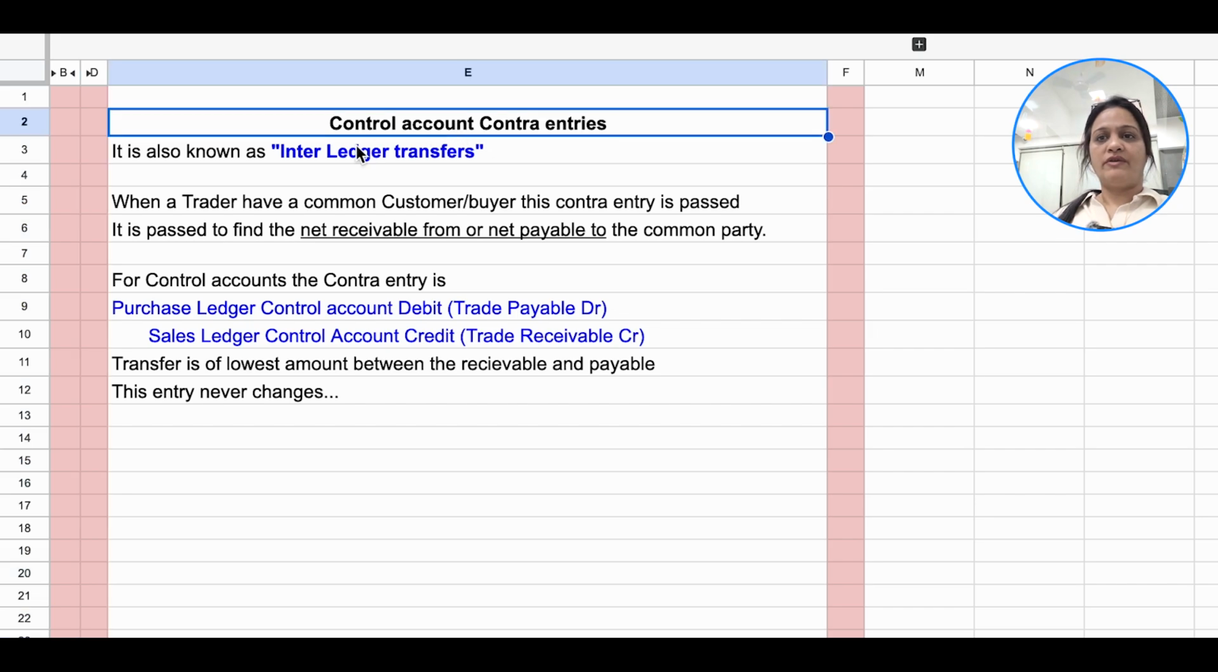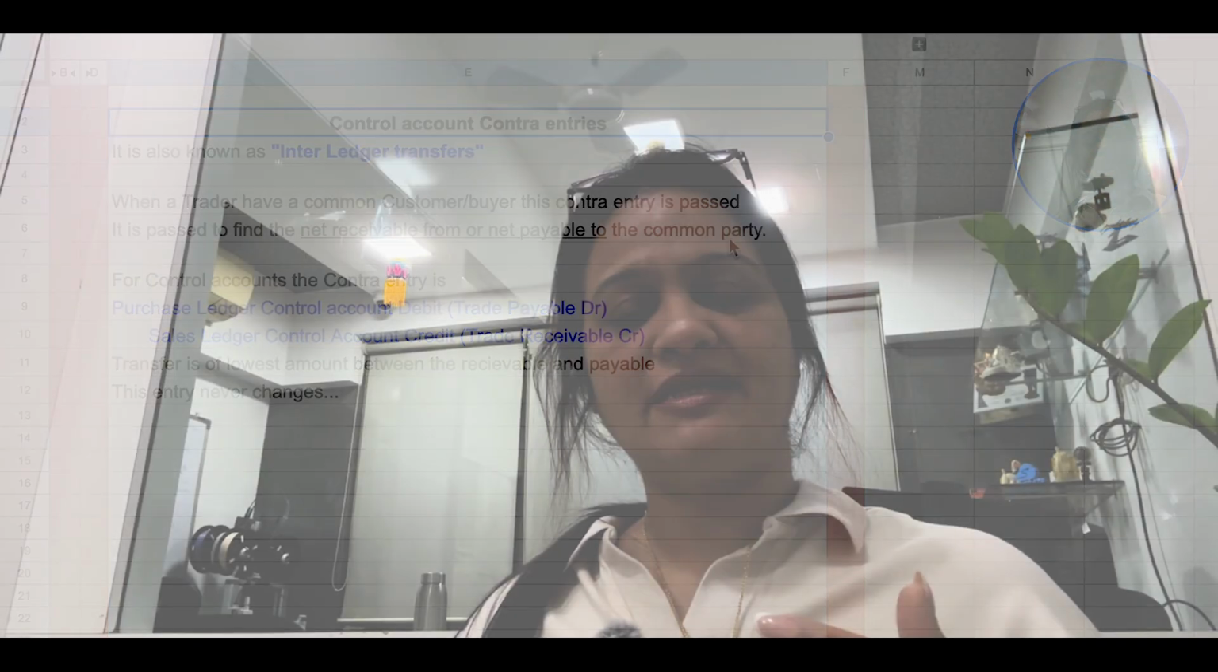What are control account contra entries? Control account contra entries are also known as inter-ledger transfer. Very nice word because it actually means inter-ledger transfers. When a trader has a common customer or a buyer, this contra entry is passed. It is passed to find the net receivable from or net payable to the common party. So basically, at times a business will have a common customer and a common supplier. And at the end of the financial period or a periodic interval, you want to find out whether you have to recover from them or pay them, and that's why the contra entry or the inter-ledger transfer comes into the picture.